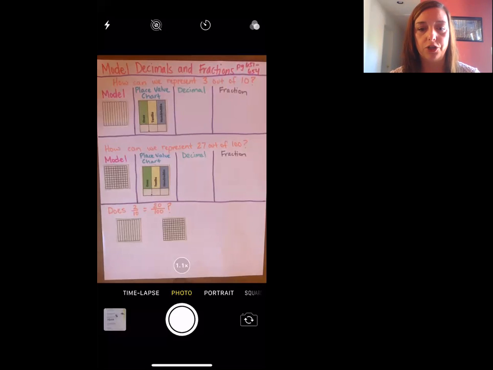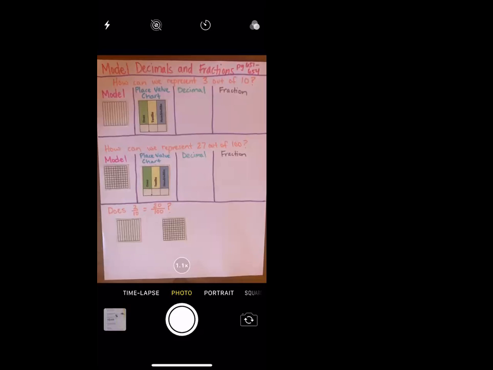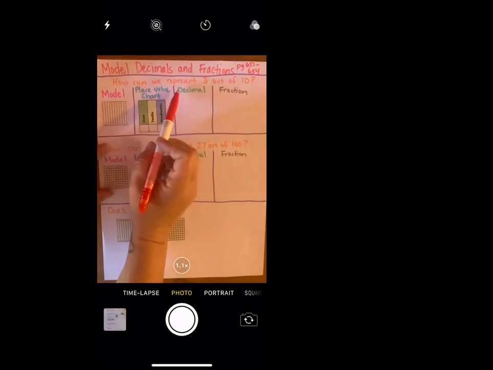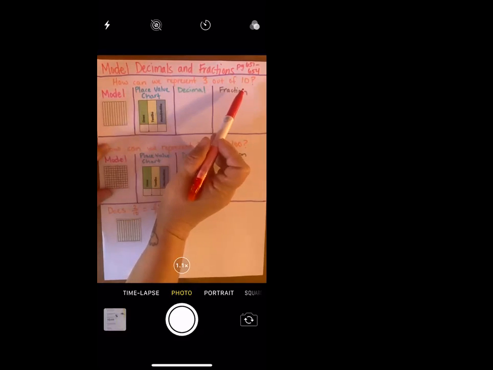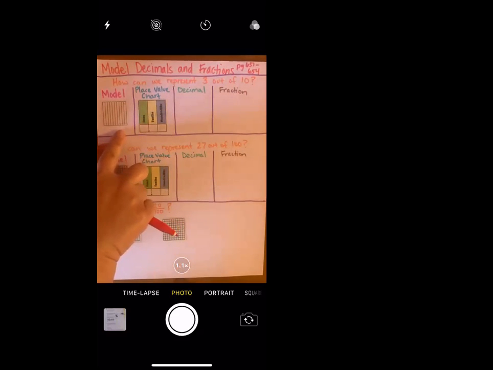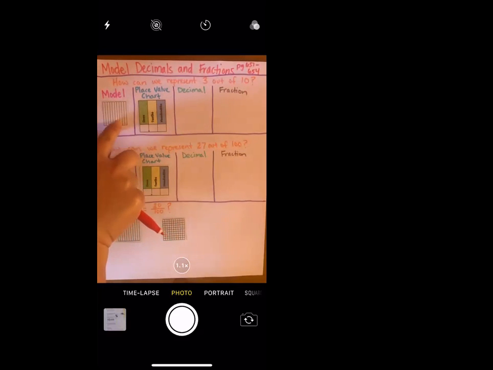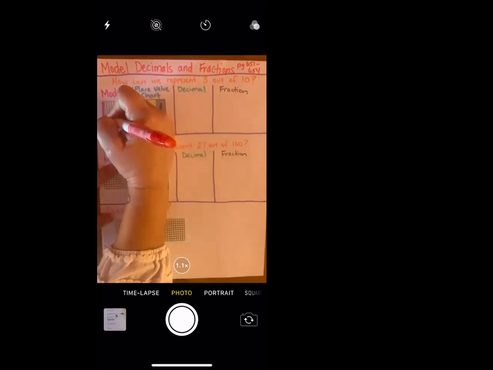So I have our strategy chart posted here, and I'm going to go ahead and start to model this for you. Okay, so the first question that I have here is how do we represent 3 out of 10? Okay, so we can represent it in 4 different ways. The first way that we can represent it is a model. So out of the 10 parts in the model, we can shade 3 of those.